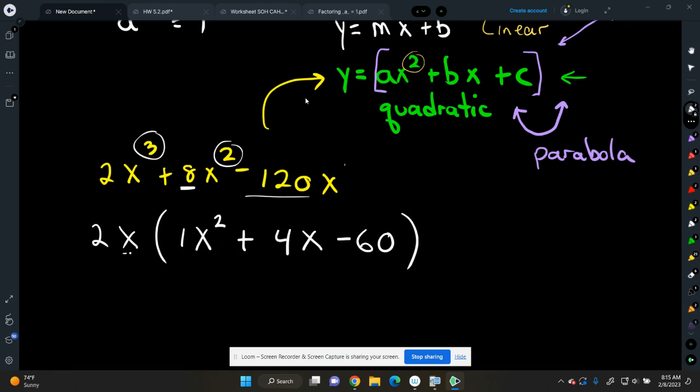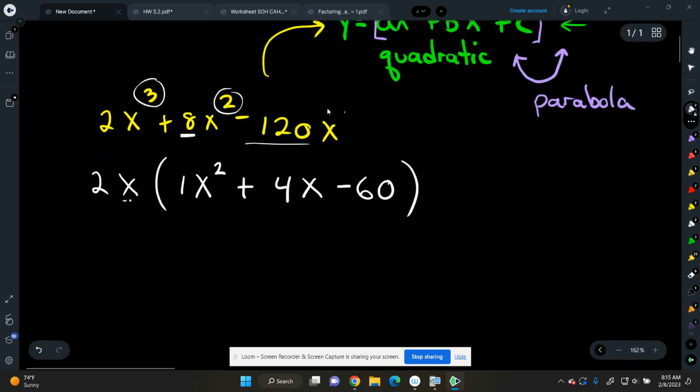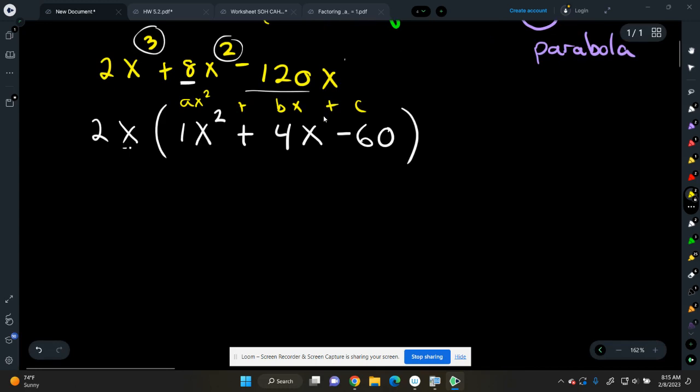Okay? We always start by looking for a greatest common factor. So we did that, but we're not finished. Because now this looks like that ax squared plus bx plus c. It's quadratic. I can factor it now, okay? So we've got 2x. Now I'm going to factor this part right here. And actually, I'm going to do it in a different color so you can follow. I'm going to factor this part right here.